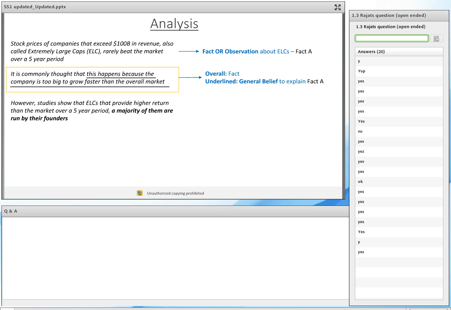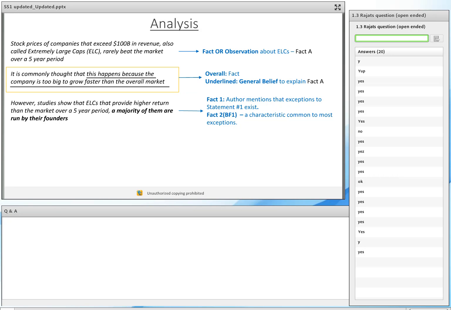Okay, now let's look at the next statement. It says, however, studies show that ELCs that provide higher returns in the market over a 5-year period, a majority of them are run by their founders. So you have two new pieces of information. Both of them you're not going to question. So both of them are fact. Why? Because first, the author mentions that, hey, there are ELCs that provide higher returns in the market over a 5-year period. There are these companies that exist. And the second is, there's a characteristic that seems common to most of these companies, that a majority of them are run by their founders.